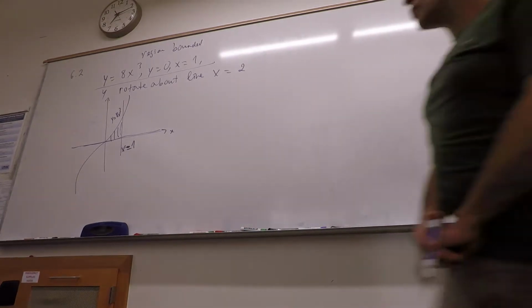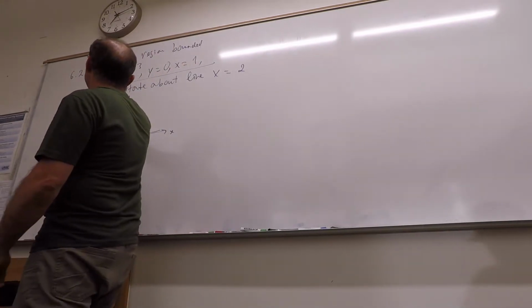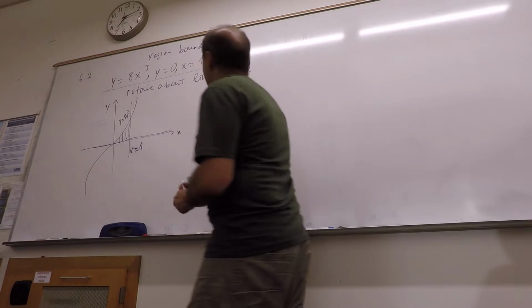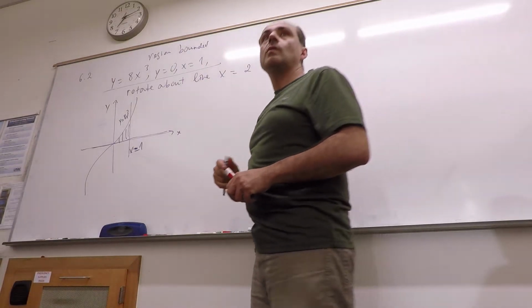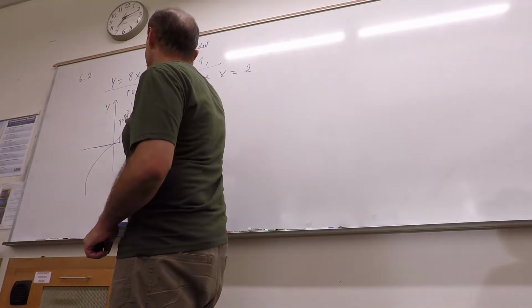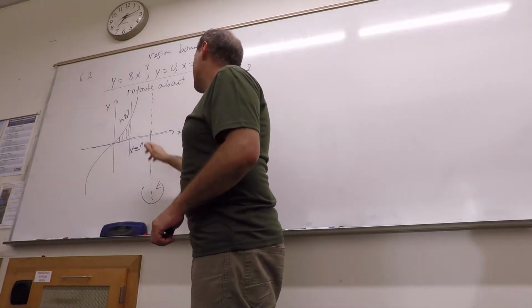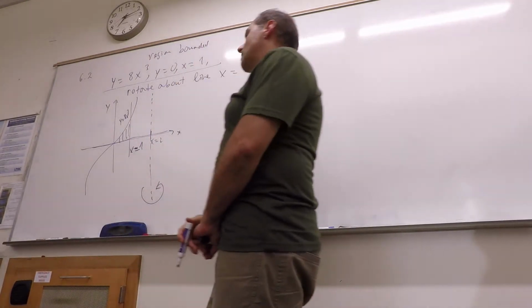So we are going to rotate that thing around what? Around what? The line x equals what? 2. So let me do it like this. We're going to rotate around that line, x equals 2.